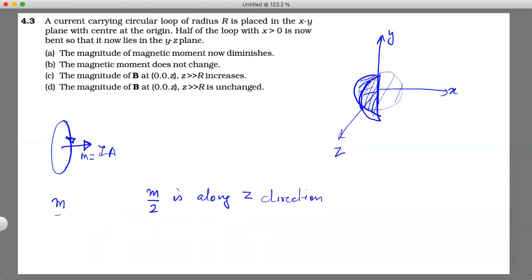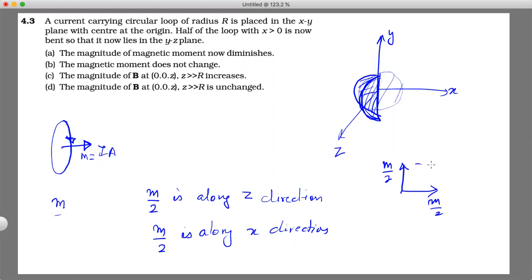But what happens to this newly created magnetic moment? It is along the X direction. M by 2 is along the X direction. X, Y, Z are perpendicular to each other. So this is how our vectors look like. This is M by 2, this is M by 2. So what is the resultant of this?